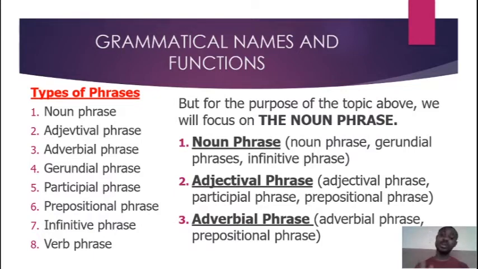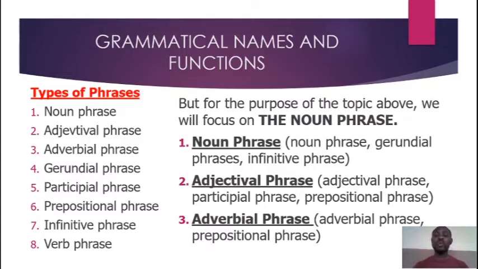But when we talk about grammatical names and functions, we usually narrow all of this into 3 parts, which are 1, the noun phrase, 2, adjectival phrase, 3, adverbial phrase. Again, when we talk about grammatical names and functions, we always narrow these types of phrases into 3 because they are grouped into 3. Number 1, the noun phrase. Number 2, the adjectival phrase. Number 3, the adverbial phrase. And we are looking at the noun phrase for today.